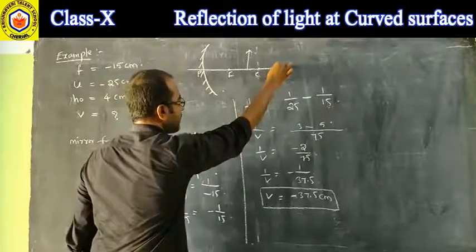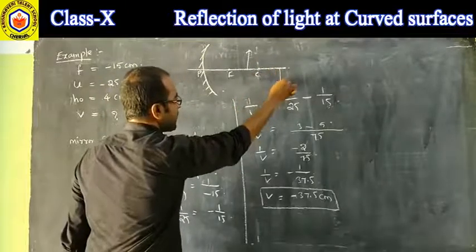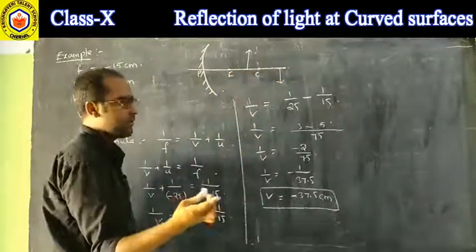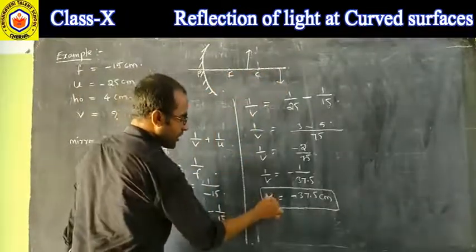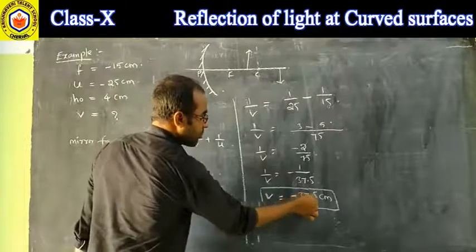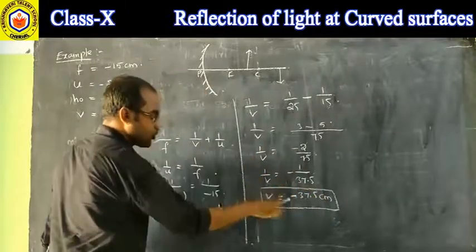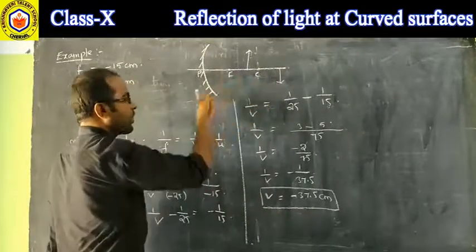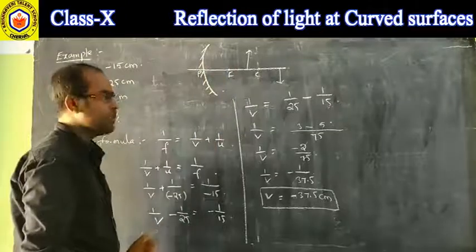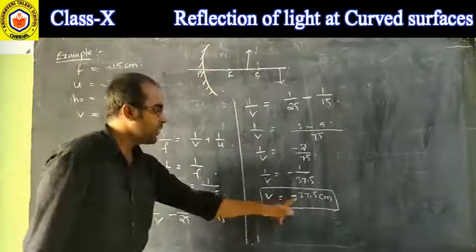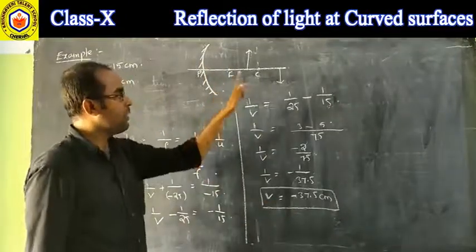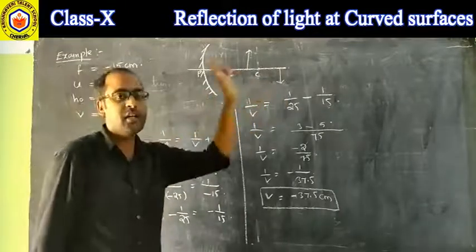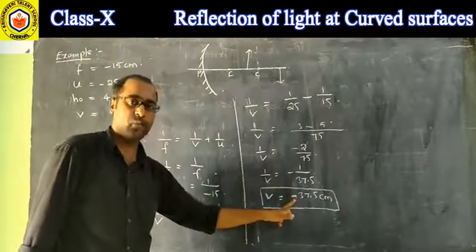Yes, 37.5. That means the image will be formed here, beyond C. Is that clear? So the image is formed at 37.5 centimeters, and the screen should be placed at 37.5 centimeters in front of the mirror. This minus indicates that the image is present in front of the mirror. It is not inside the mirror. This minus sign indicates that.